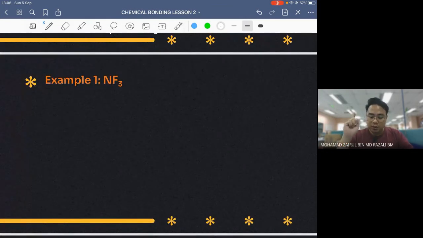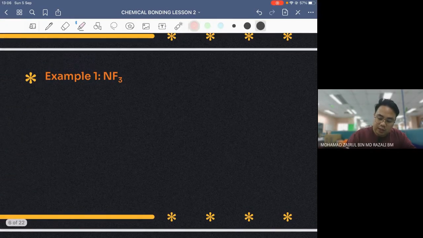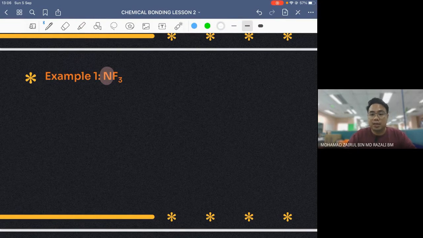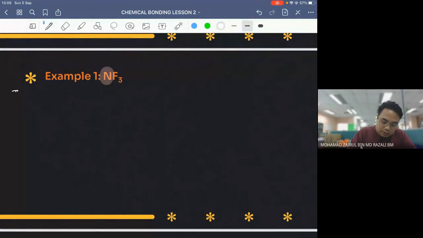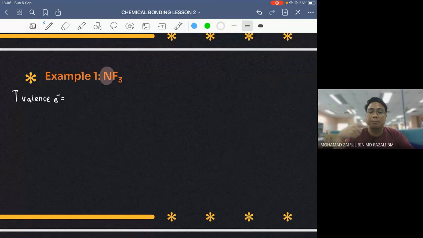So kita tengok example pertama, which is NF3. Between nitrogen and fluorine, nitrogen is more electropositive compared to fluorine. So maknanya for this molecule, the nitrogen will become the central atom. So cara nak lukis dia punya Lewis structure, dah determine siapa central atom, we need to calculate the total valence electron. Nitrogen is located in group 15. That means nitrogen will have 5 valence electron.